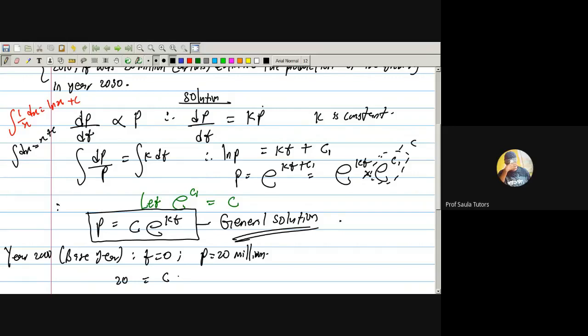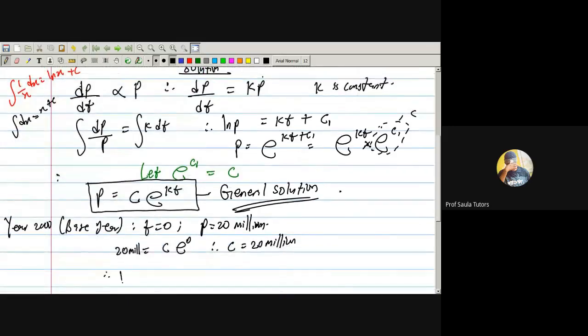E raised to power 0. And E raised to power 0 is 1. Therefore, my C equal 20 million. So I can write this solution now as P equal, my C is now 20 million, 20 million exponential KT.